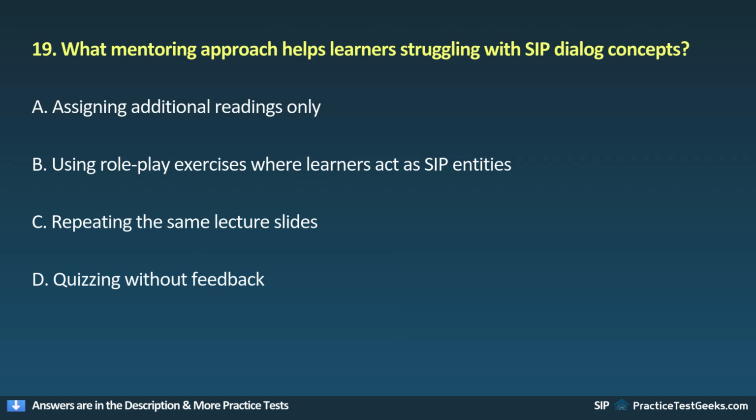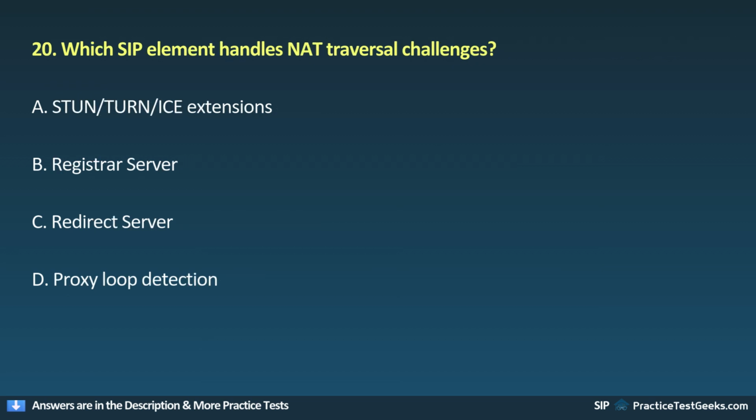19. What mentoring approach helps learners struggling with SIP dialogue concepts? A. Assigning additional readings only. B. Using role-play exercises where learners act as SIP entities. C. Repeating the same lecture slides. D. Quizzing without feedback.